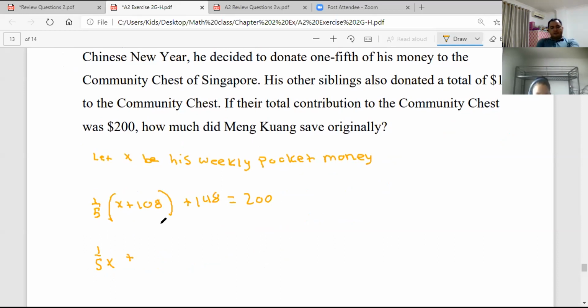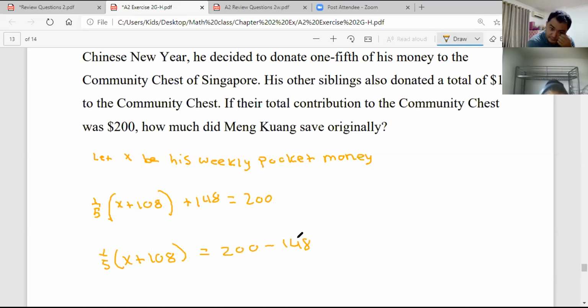No, Shahina, before you remove the brackets, first take this 148 to the right-hand side. As you see, it's a constant number. If you have a constant number, immediately take it to the right-hand side. Then simplify. Just keep it like this. Then after that, we multiply both sides by 5. We can eliminate that 1 over 5. So 1 over 5 in parentheses, x plus 108 equals 200 minus 148.